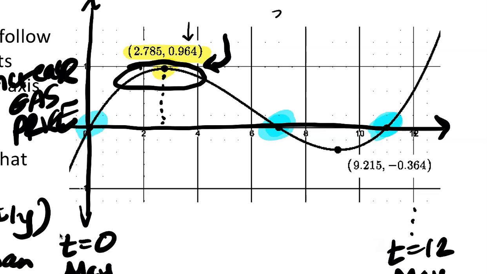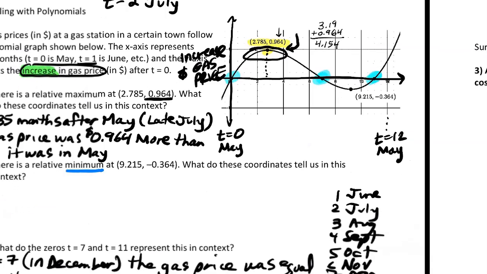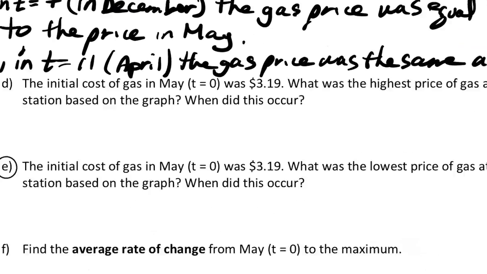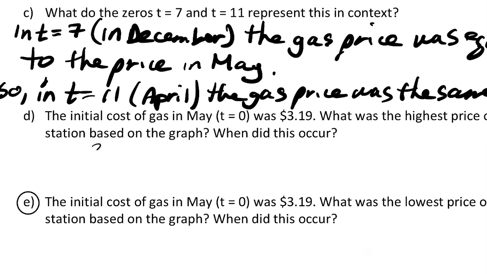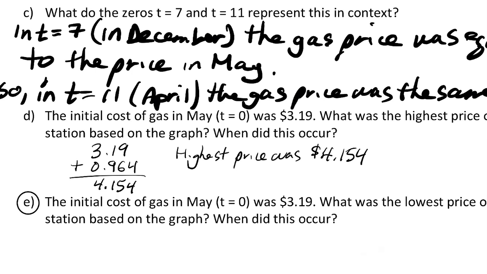So originally it was $3.19. The increase was 96 cents. And then we would add those, and that would be our highest price that gas was at this gas station during this calendar year. So we'd get a price of $4.15. So that would be down here, we had $3.19 plus the increase at the highest point, and that gives us $4.15 with a 4 at the end there. So the highest price was $4.15.